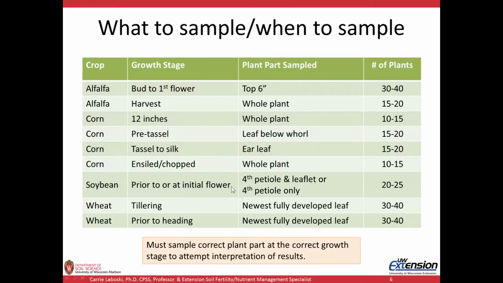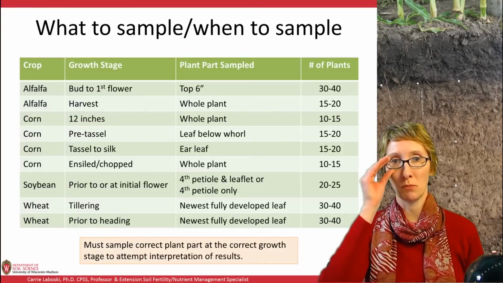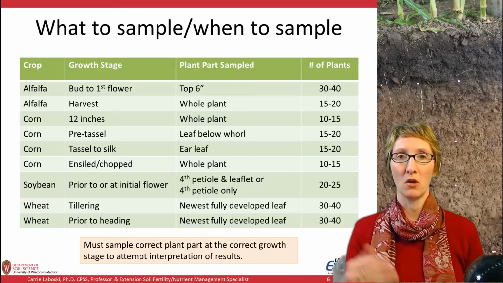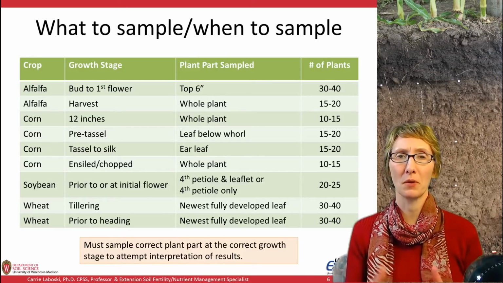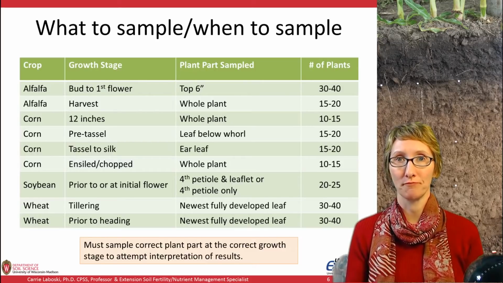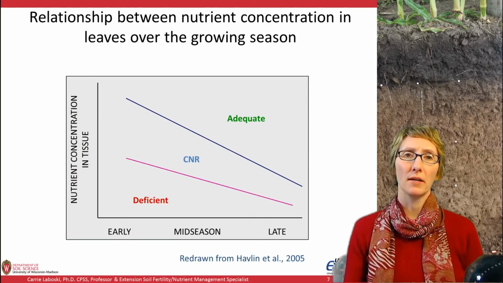Prior to or at initial flower. So this is R1. That's when we have interpretations for that. There are a lot of soybeans that are sampled much later in the growing season, and it's very hard to compare, and perhaps near impossible to compare results from samples taken at an R4 soybean with criteria that were developed on an R1 soybean leaflet and petiole. So remember, correct plant part for the correct growth stage. We need to, and here's the reason why for that.